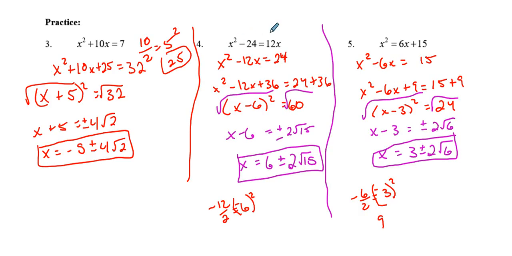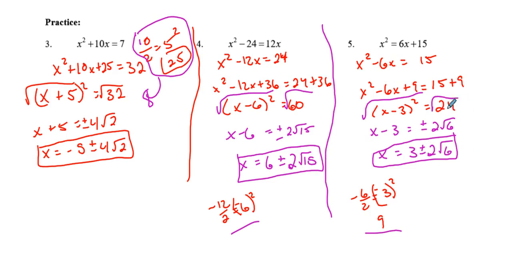Okay, so here are the answers to the 3 solutions. And you should be able to see this work here. That's how I did this one. Then the work was down here. But these are your answers: negative 5 plus or minus 4 root 2, 6 plus or minus 2 root 15, and 3 plus or minus 2 root 6.